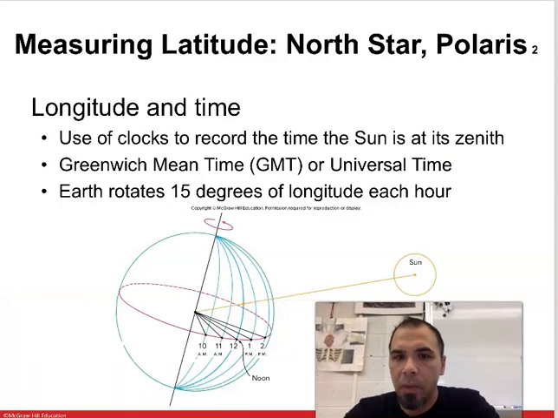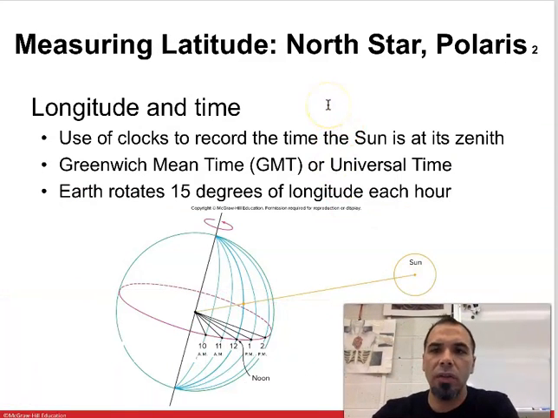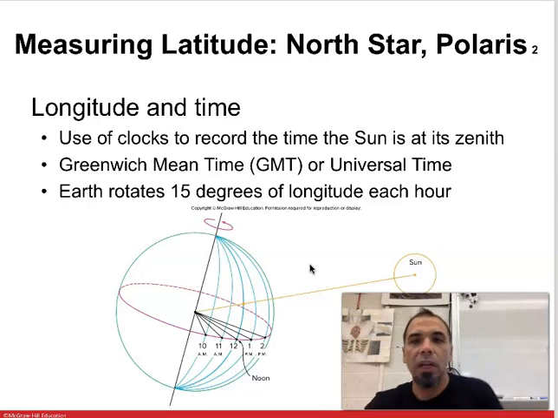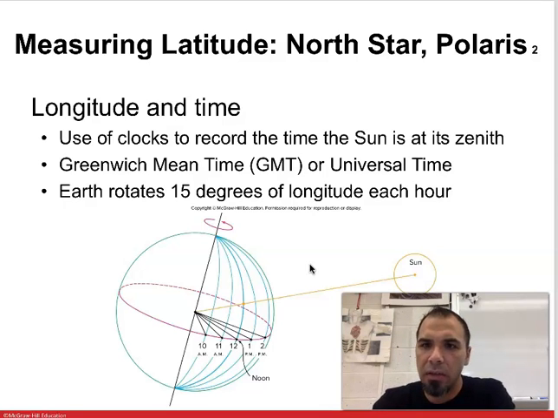Longitude and time. With longitude and time, clocks are used to record the time when the sun is at the zenith, so you're looking up, that's where your sun is. When we talk about Greenwich Mean Time, GMT, that's your universal time. And time is a human construct. The Earth rotates about 15 degrees of longitude each hour. So every hour, we're moving about 15 degrees longitudinally, okay? That's how you determine time when you're looking at the sun. I'm not real good at this, but this is one of the ways that we can do that.